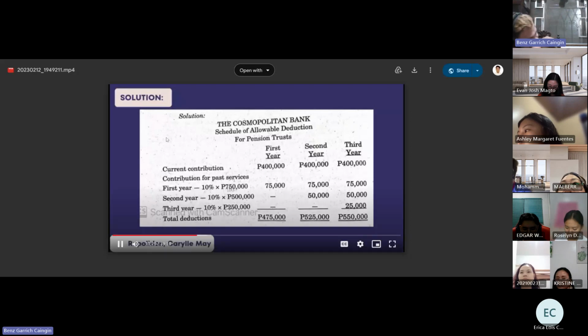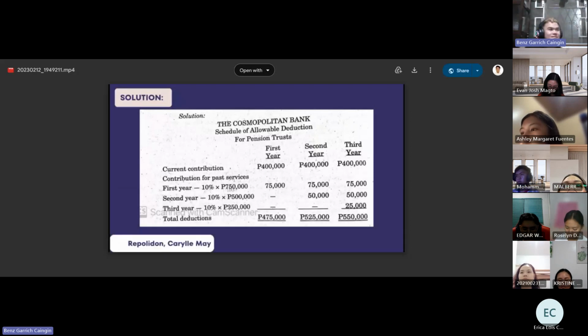Therefore, we will deduct 10% of the gross income of the employee. 10% of 750,000 is 75,000, which the bank contributed for the past 3 years of services. 10% of 500,000 is 50,000, of which the bank has contributed in the past 2 years. And for the third year, 10% of 250,000 is 25,000 pesos, as in the last year. And that gives us the total deductions of 475,000 pesos in the first year, 525,000 for the second year, and 550,000 pesos in the third year.